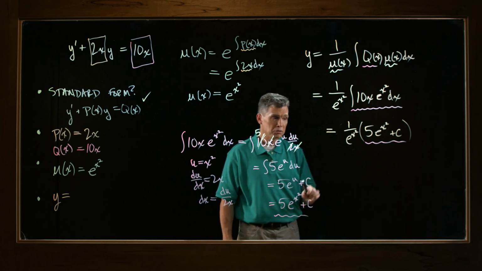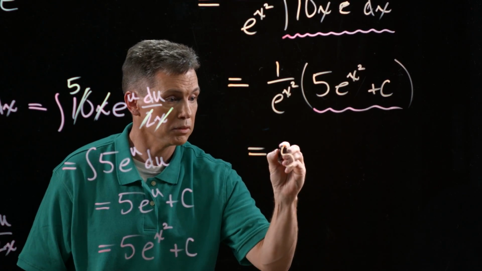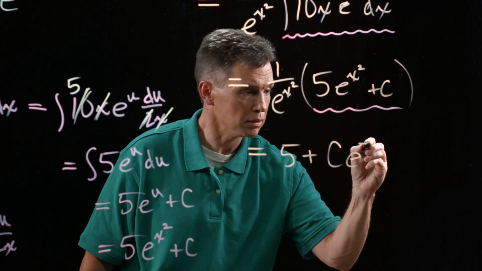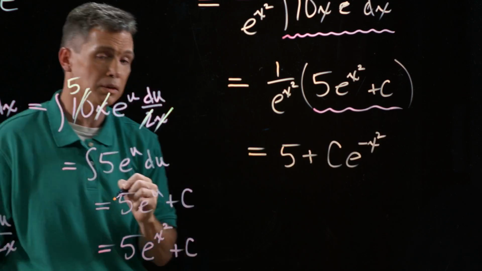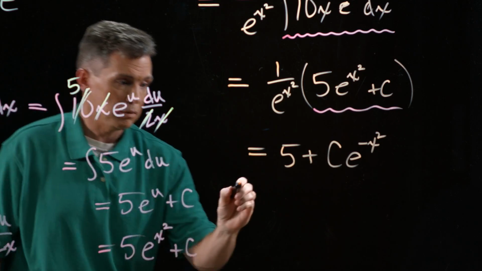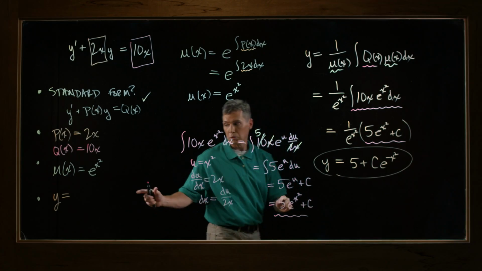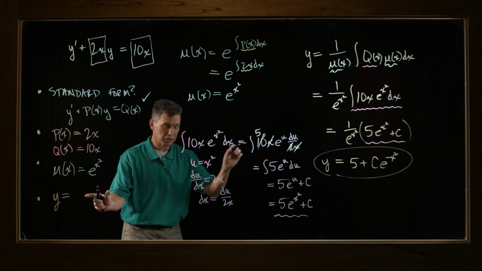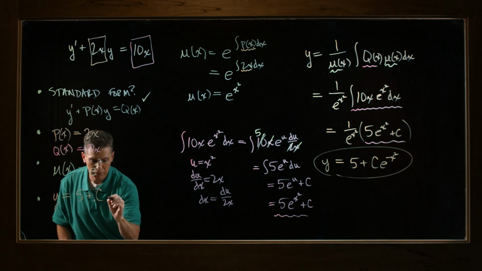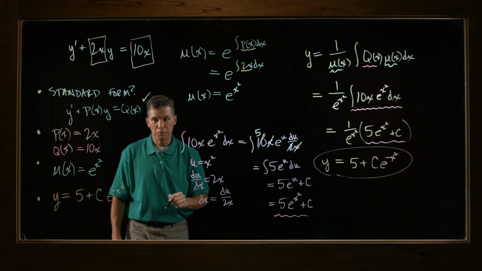And then really just one more step. We'll just simplify by distributing through the parentheses. The e to the x squareds are going to cancel there. I'll just get a 5 plus c times e to the negative x squared, if we bring that denominator up and write it as a negative exponent. So we have a good answer for y equals. That was our goal here in this fourth step of mine. y equals 5 plus c e raised to the minus x squared power.